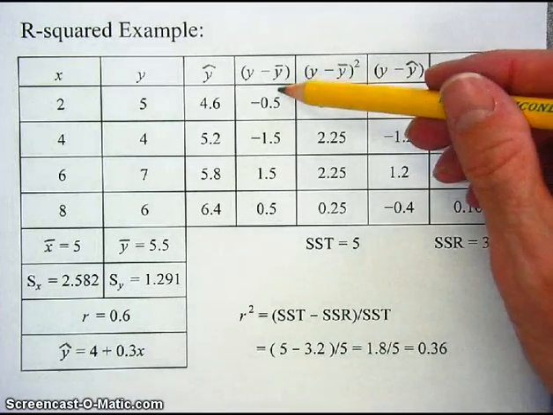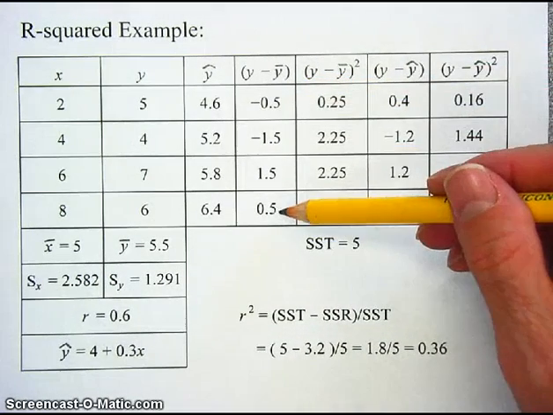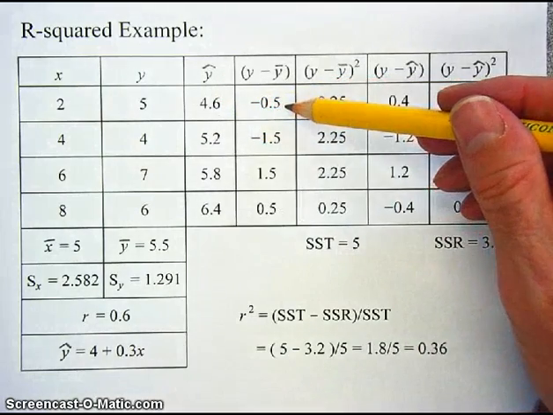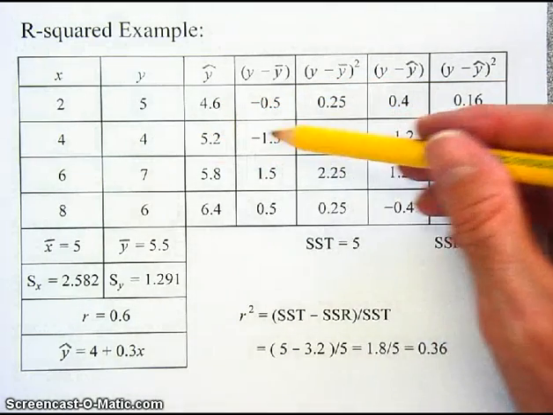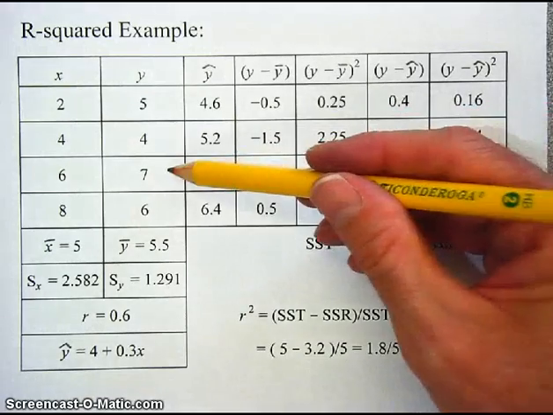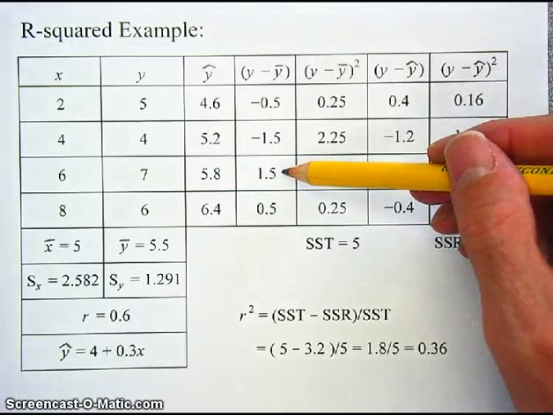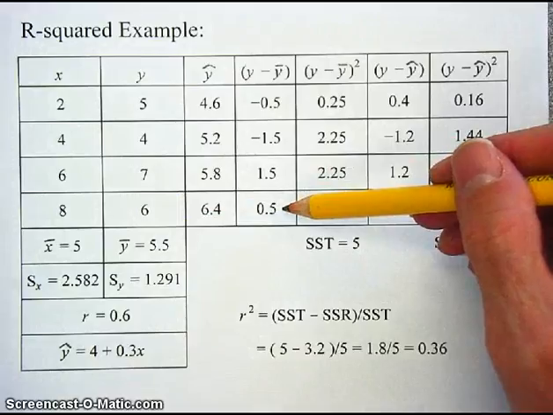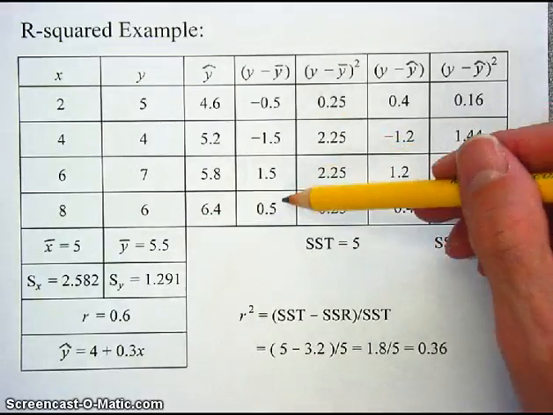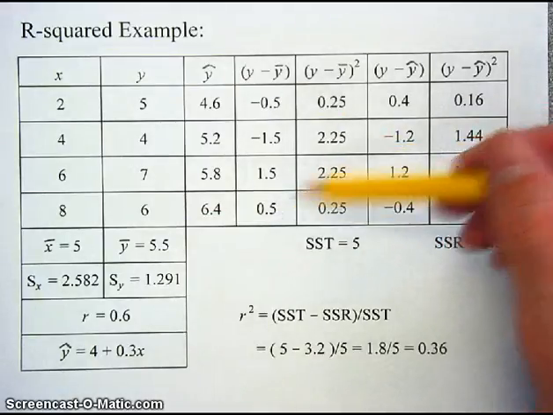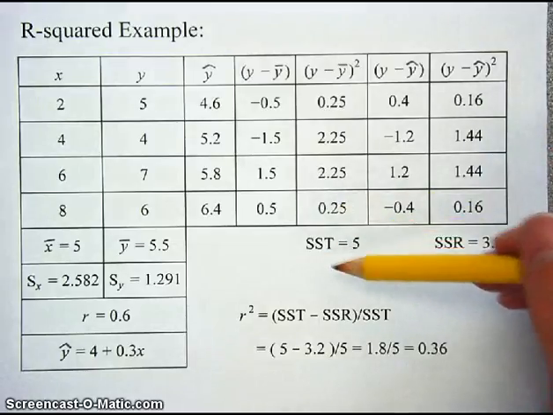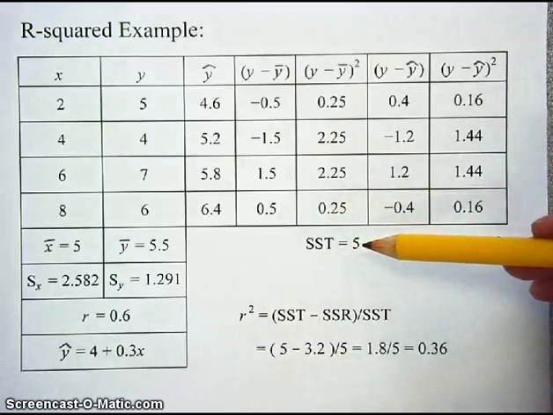Okay? And here we're measuring deviations from the mean. So I subtract 5 minus 5.5, I get negative 0.5. 4 minus 5.5 is negative 1.5. 7 minus 5.5 is positive 1.5. And 6 minus 5.5 is 0.5. So these are the deviations of the y values from the mean of all the y's. We square those and add them up, and we get the total sum of squares, which is 5.